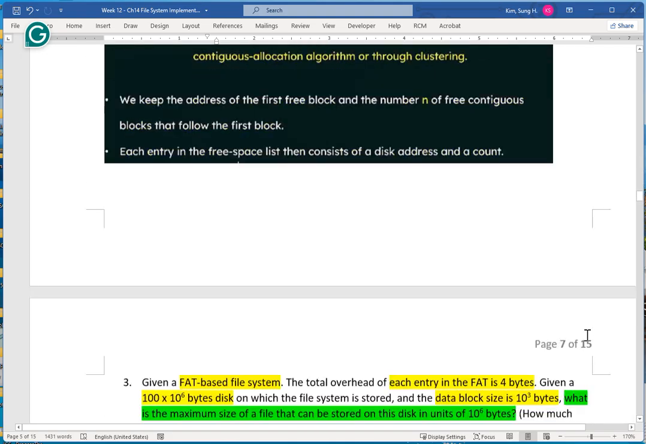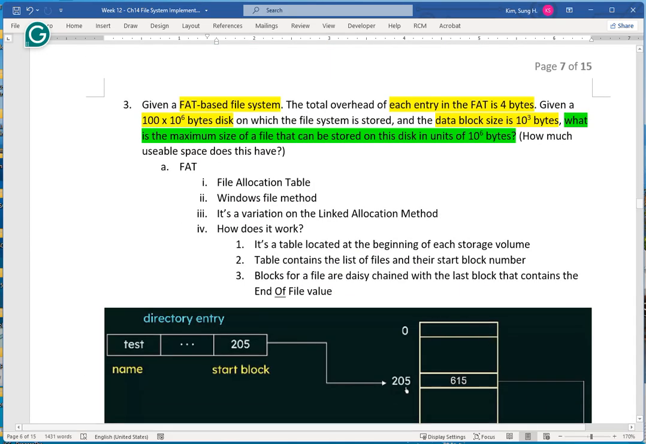All right, let's look at number 3 for a sec. It says, given a FAT-based file system, the total overhead of each entry in the table is 4 bytes, which is kind of small, but whatever. Given a 100 megabyte disk where the file system is stored, so it tells you the size of the disk, and each data block is 1,000 bytes or 1K. The question is, what is the maximum size of a file? What's the biggest file that can be stored on this disk in units of megabytes?